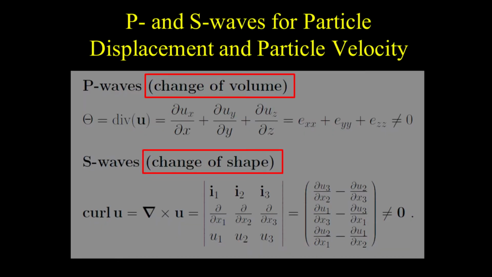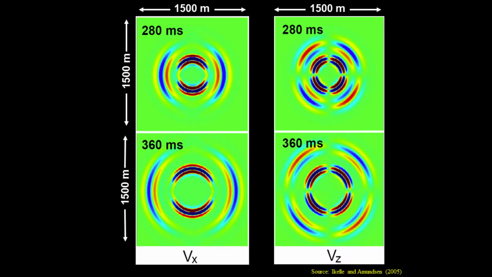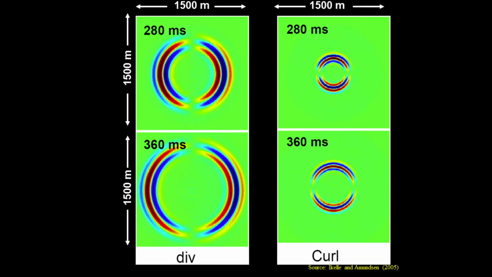Note that P and S waves can be obtained from the divergence and curl of particle displacement, or particle velocity, as follows. Let's illustrate these results. Here are snapshots of the particle velocity containing P and S waves. Again, the fast waves are P waves. Let's now look at the curl and divergence of particle velocity. We can see that the curl only captures S waves and divergence only captures P waves.